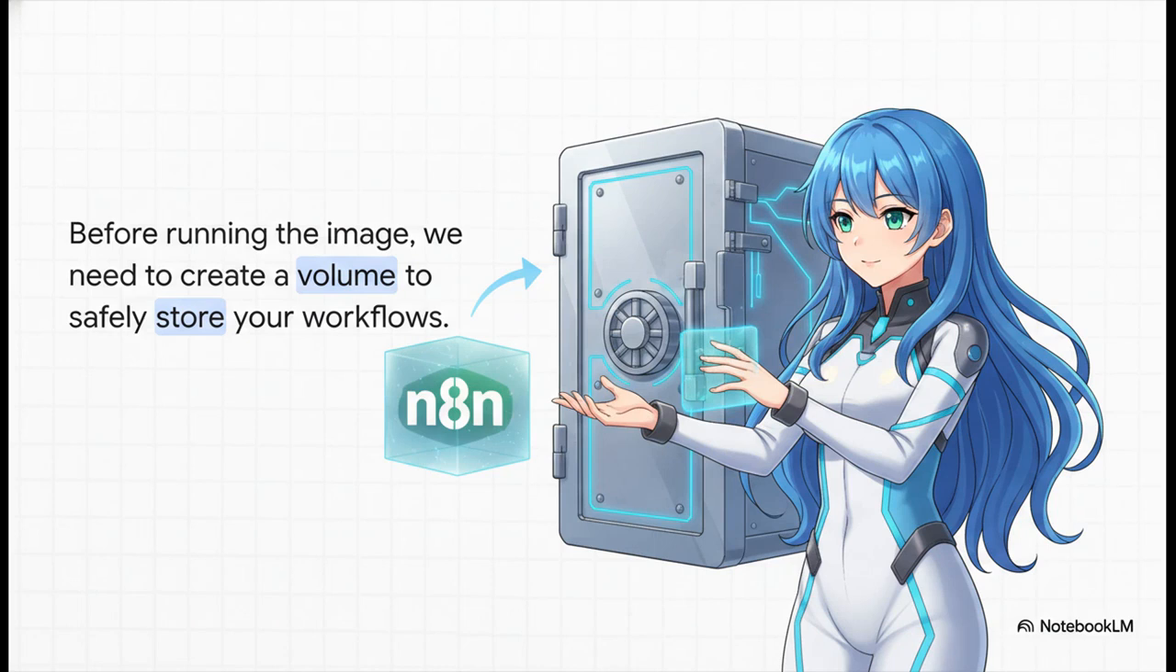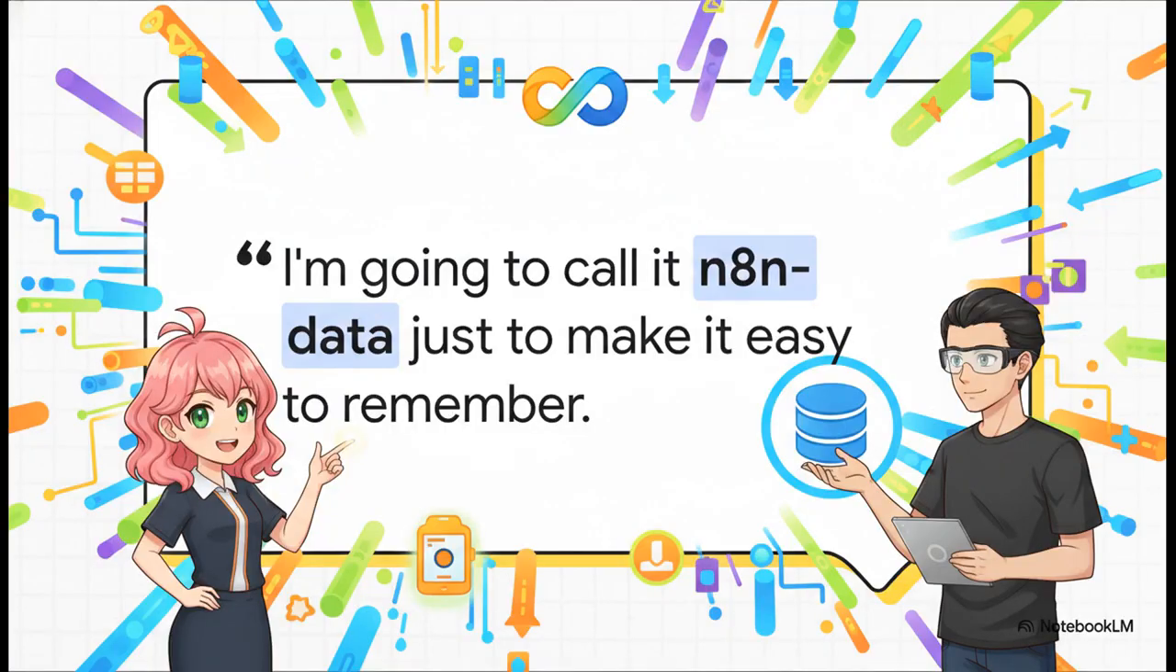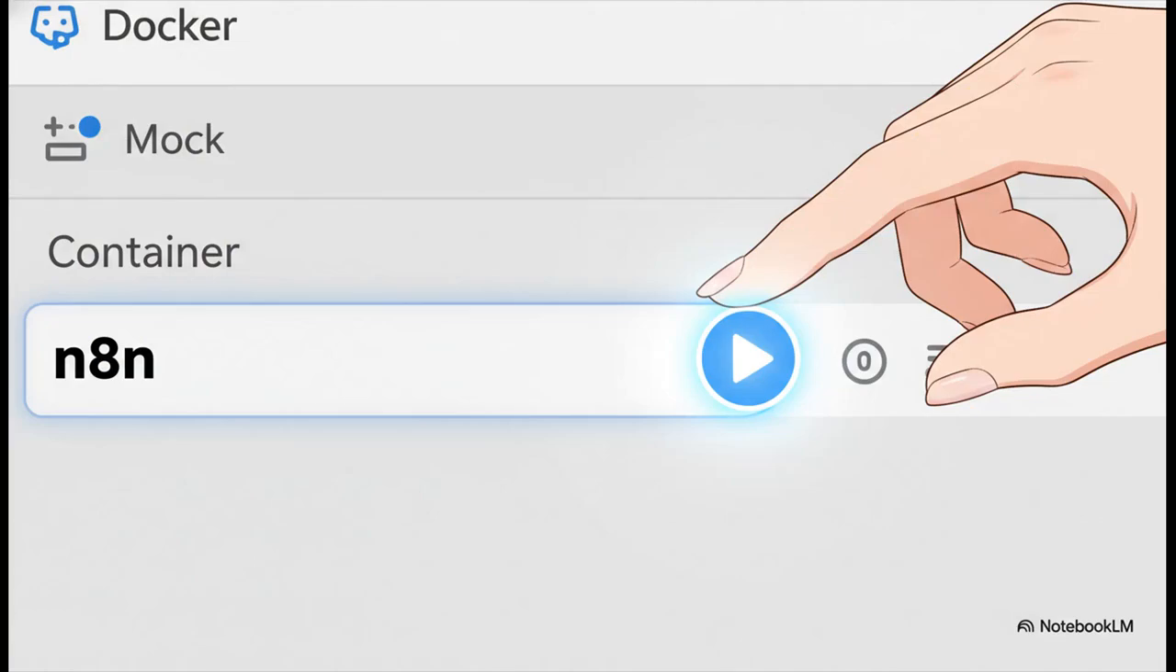Okay, this next part is maybe the most crucial step. We're creating a dedicated data volume. Super simple. In Docker Desktop, just click on the Volumes tab, then Create. Let's name it n8n data. That way, it's easy to remember what it's for. All right, volume's ready. Let's head back to our n8n image and hit that Run button.